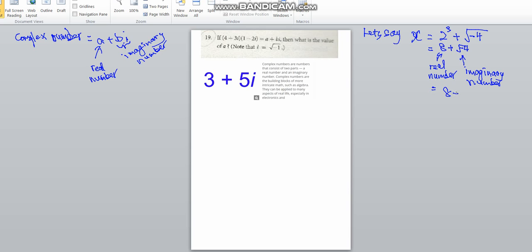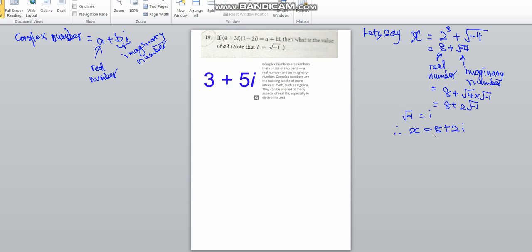Now let's proceed from here. This 8, what you do is you split the 2 into 4 times the square root of minus 1. So with that, the square root of 4 becomes 2, and then the square root of minus 1. Mathematicians do it this way. They say let the square root of minus 1 equal to i. So therefore x is actually equal to 8 plus 2i.